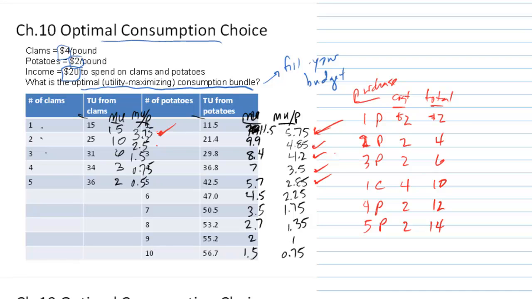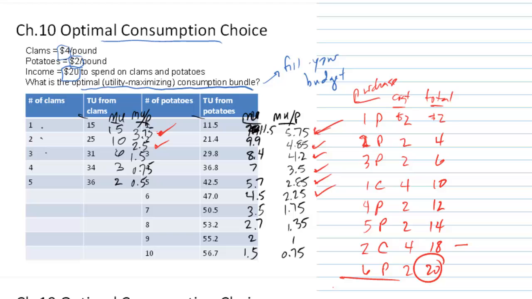Check that off. Now we're comparing 2.25 and 2.5. Check out 2.5. Buy another clam. That's 2 clams. Cost $4. Spend $18. And lastly, well, we only have $2 left. Notice we've spent $18, so we definitely can't afford any more clams. So we're going to buy this last potato. So that's 6 potatoes. Cost $2. We spent $20, our total.